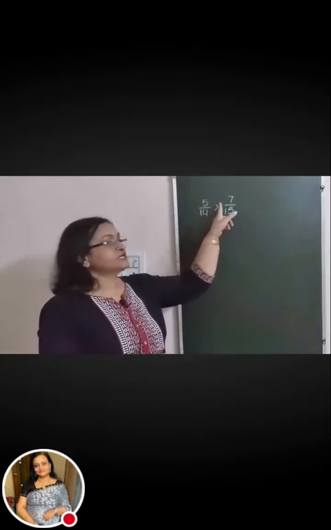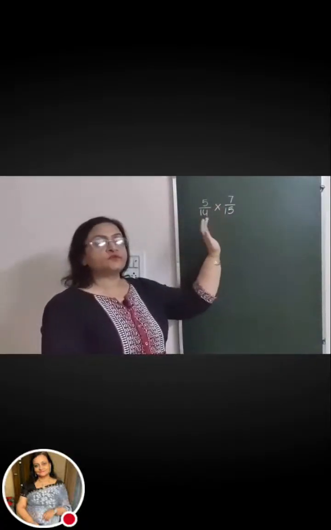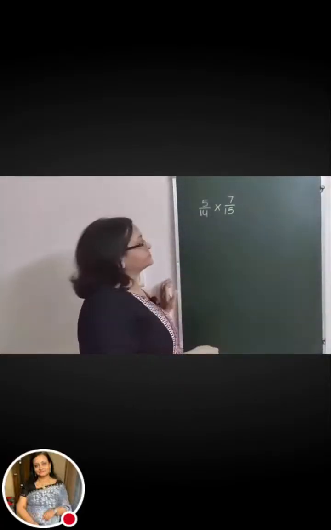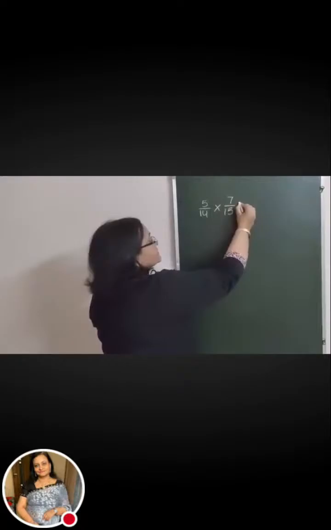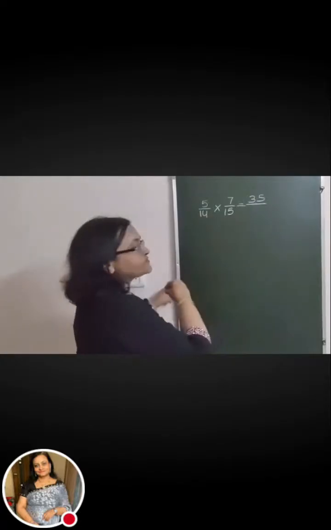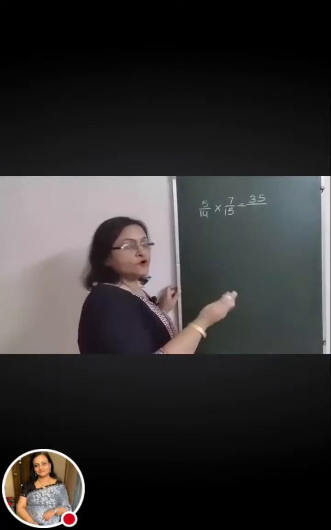5 by 14 multiplied by 7 by 15. 5 upon 14 को हमने 7 upon 15 से multiply करना है. Now there are two ways to multiply that. One is we can simply multiply the numerator by numerator. That is 5 multiplied by 7 is equal to 35 and 14 multiplied by 15. For this we will have to multiply 15 by 14 or 14 by 15.